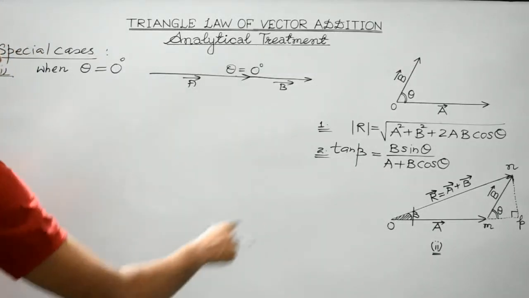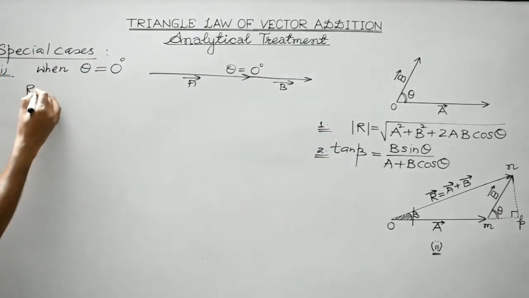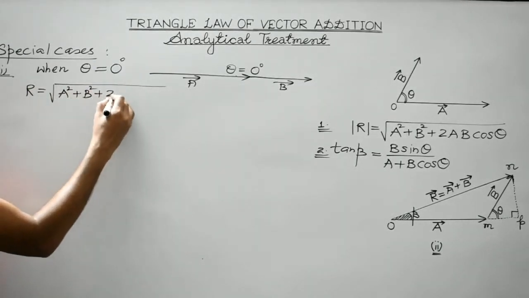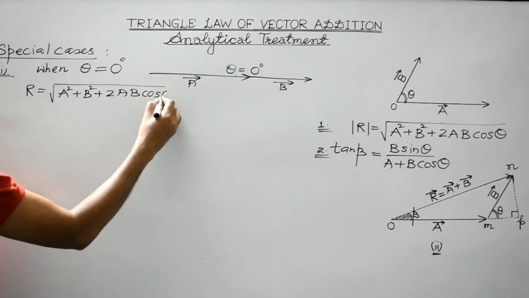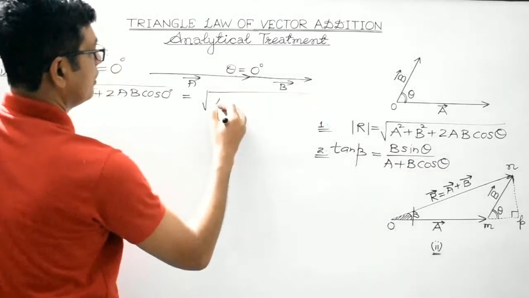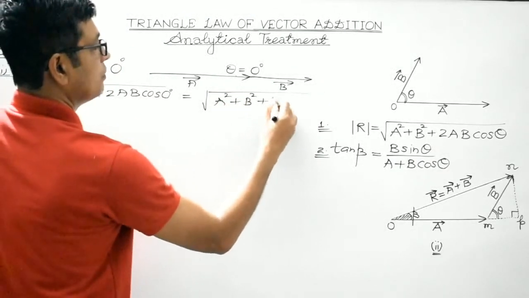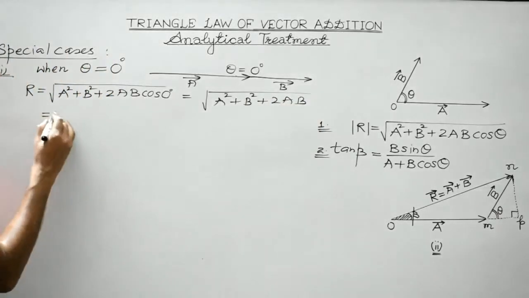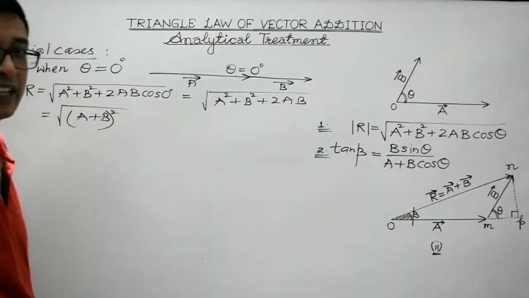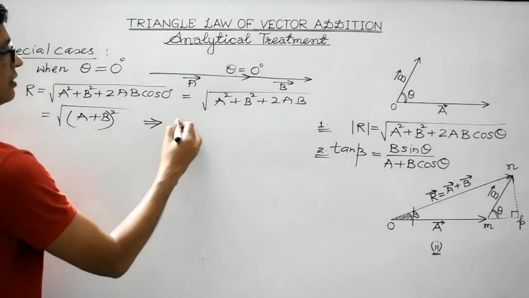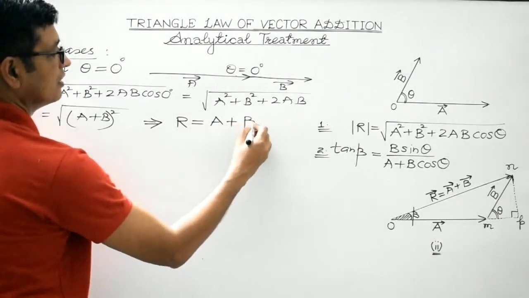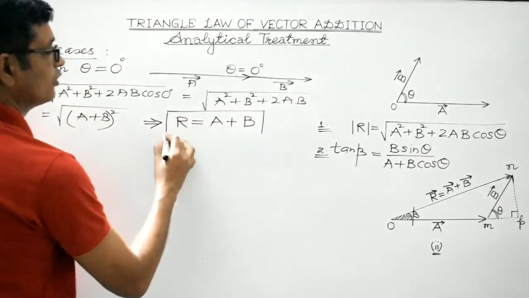Right? So what will be the magnitude, students? Let's check it out. It will be square root of A square plus B square plus twice AB cos 0. Cos 0 is 1. So we'll be left with square root of A square plus B square plus twice AB. Students, it may be written as A plus B whole square. Whole square would get cancelled. So in this case, the magnitude of the resultant is simply given by the addition of the magnitude of the two vectors.